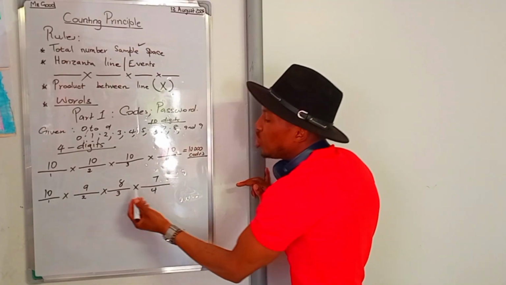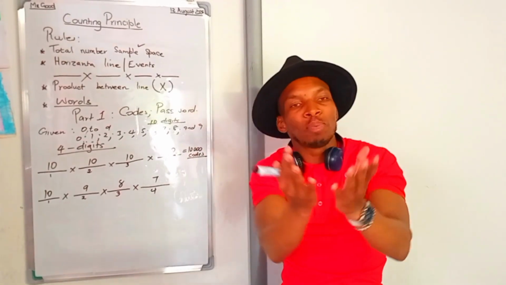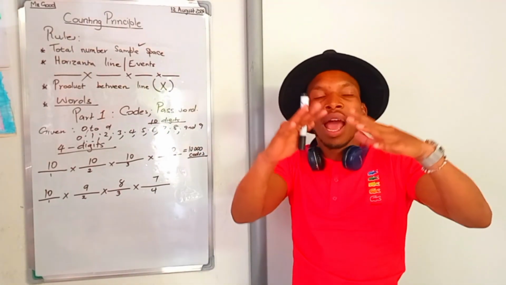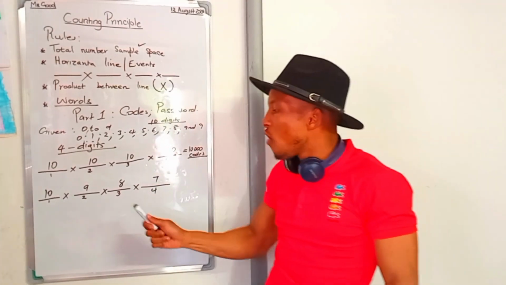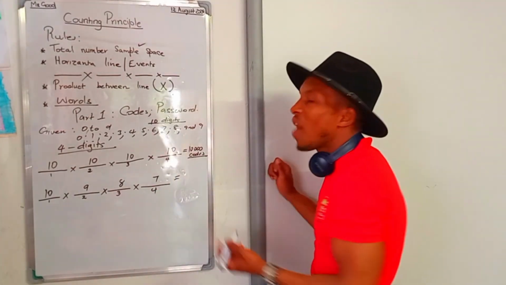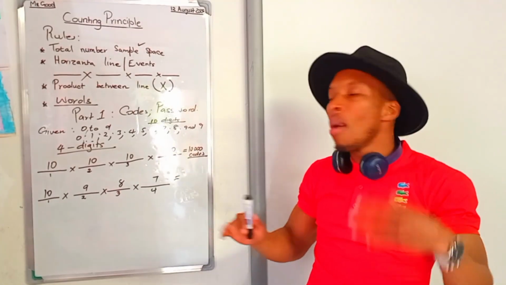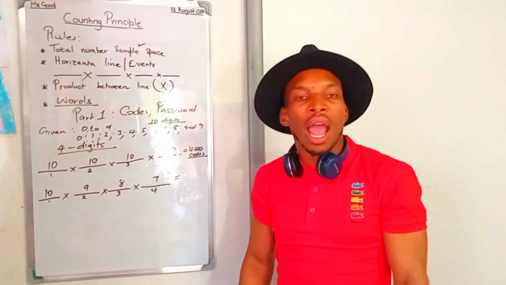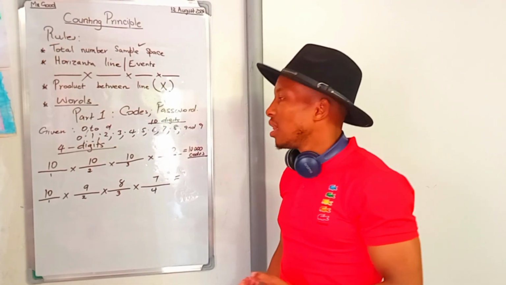The event, what you notice here, the events we are just talking about, what? The total sample space of what? Of an event. All right? How many items are you choosing from? That is the total sample space of each event. After that, you punch your calculator, then you find the number. That number is going to be what? The number of codes or passwords that are going to be created if the repetition of digits is not allowed. All right.